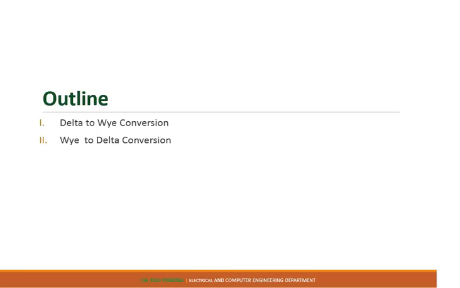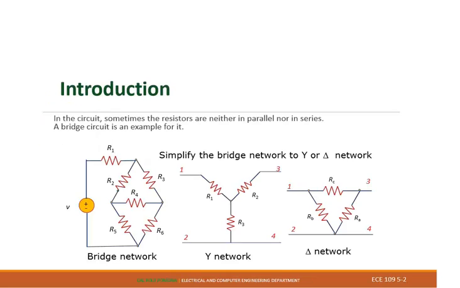How we can go from delta to Y, or from Y to delta, and why we need this. The reason we need it is that sometimes in a circuit, the resistors don't look like they're in parallel or in series. What are you going to do? You need to make a conversion. A basic example of this kind is a bridge circuit.